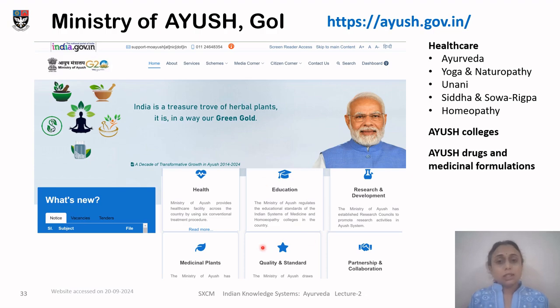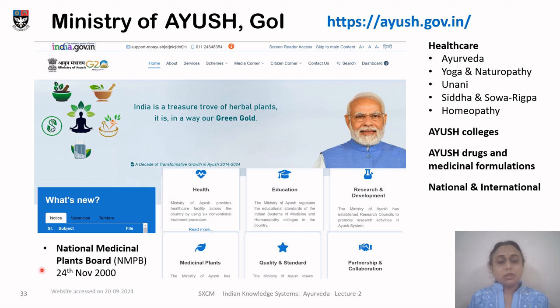To maintain the quality and standard of the drugs and various formulations used in these traditional forms of medicine, the Ministry of AYUSH also has set up rules and regulations for good manufacturing processes, for the trade, for the import and export of these traditional medicines in India as well as abroad, and to foster partnerships and collaborations across institutes in the country and internationally as well.